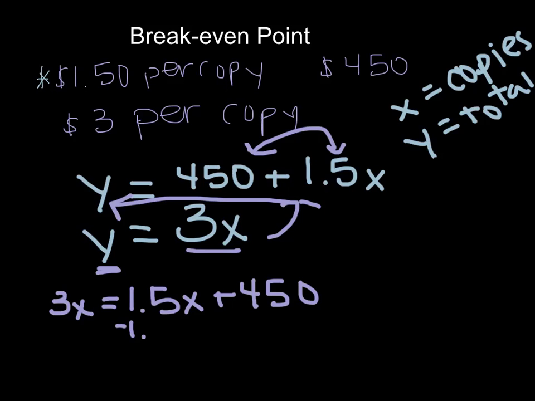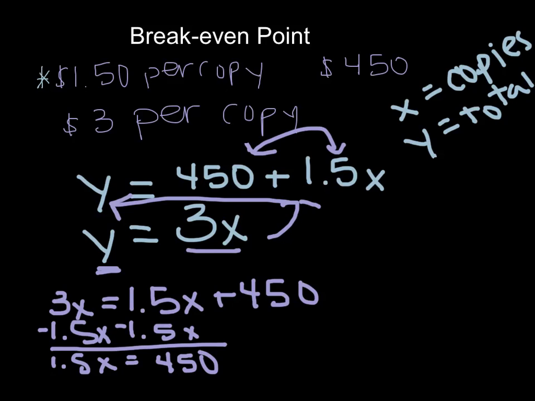So I can subtract 1.5x, and so that equals 1.5x is equal to 450. I'm running out of room, but that represents multiplication. So to solve the equation, I would divide by 1.5 on both sides, and I'm going to write it right here. Once I solve that equation, I get x is equal to 300.